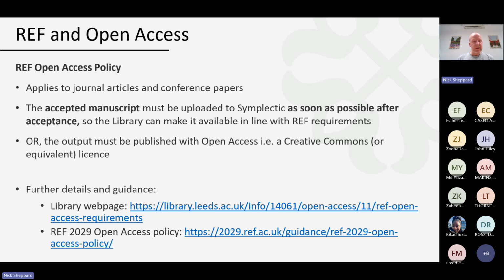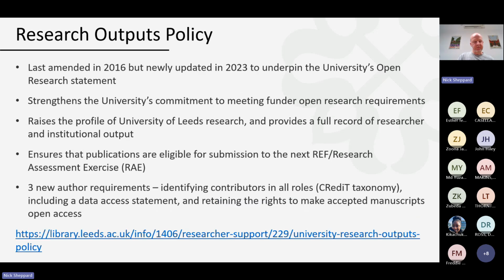So you should upload the accepted manuscript to Symplectic as soon as possible after acceptance, so that the library can make it available in line with REF requirements. And we ask people to do that, I think, even if it is gold open access. I'm just asking my colleague Gemma, who works on this more. But the other proviso is that the output must be published with open access as an alternative under Creative Commons, so that's gold or diamond open access. Nevertheless, we do still want that accepted manuscript, just to make sure that we've got a comprehensive record. There's lots more detail and guidance on the library website that you can have a look at, and obviously get in touch with us if you want to ask any specific questions.